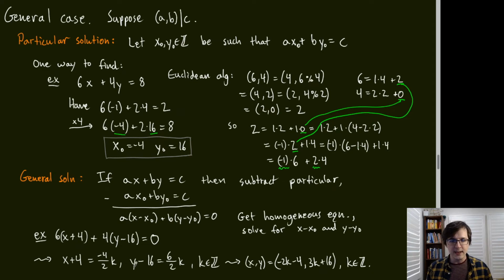So then solving for x and y from this, we get that (x, y) equals (minus 2k minus 4, 3k plus 16) for k in the integers. Yeah, so that is the complete solution to this equation, 6x plus 4y equals 8. So that's the solutions, let's use green. So that's the solutions to 6x plus 4y equals 8.